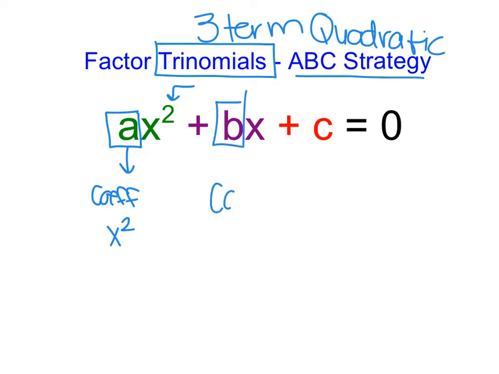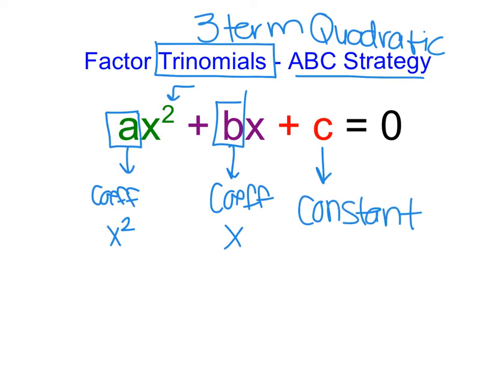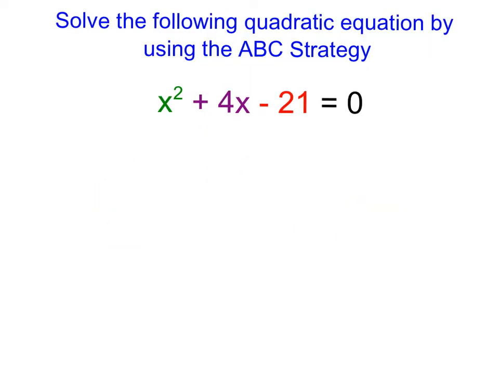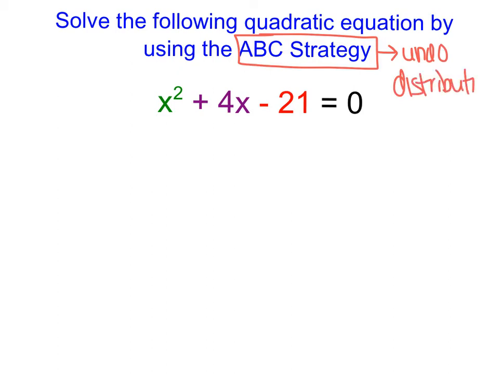B is going to be your coefficient of just the x term, so no x squared, and c is going to be your constant. So after you write your quadratic and set it equal to 0, you're then going to identify a, b, and c, and we'll be using those values to help us factor a trinomial. So let's jump in and do our first example together. So the ABC strategy, remember, is used for trinomials that have a, b, and c values. And if you remember from Algebra 1, the ABC strategy is used to essentially undo the distributive property.